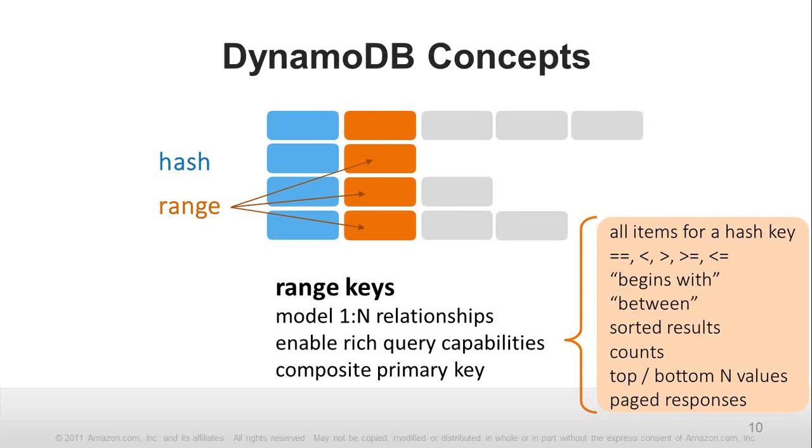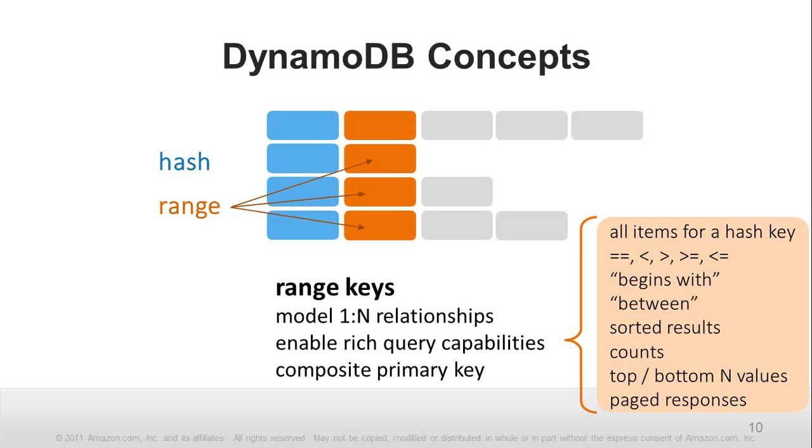Now, range keys are an option. You can have a hash-only primary key, or you can have a hash range composite primary key. The value of the range key is really twofold. One is to enable one-to-many relationships represented within the table. So a single hash can have multiple range entries. The primary key enforces uniqueness across both of those attributes. More importantly and more useful for most applications are the rich query capabilities that range key enables.